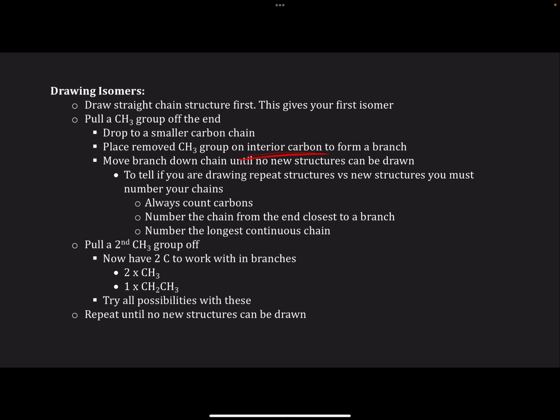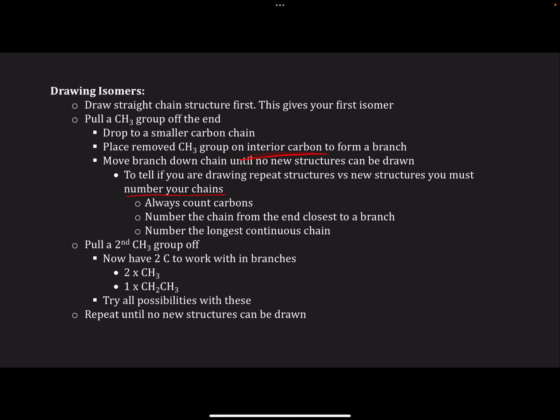And so we may think we're drawing a different structure, but we're not actually. So there's going to be a couple of things we're going to do to ensure we are getting new structures. To tell if we're drawing repeat structures versus new structures, the biggest key is always to number your chain. The biggest key with anything dealing with organic compounds is to number your chains.